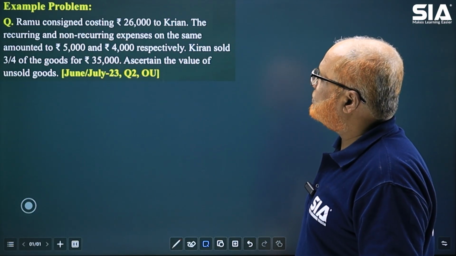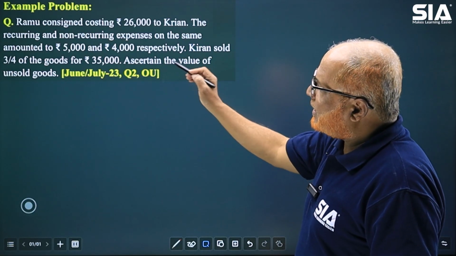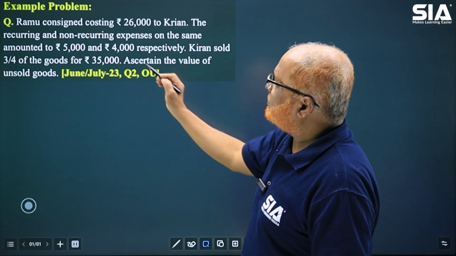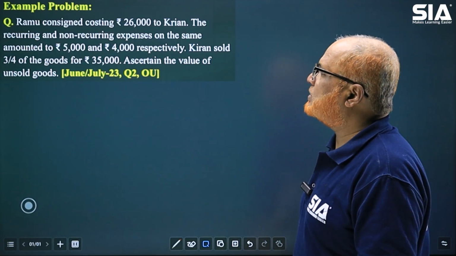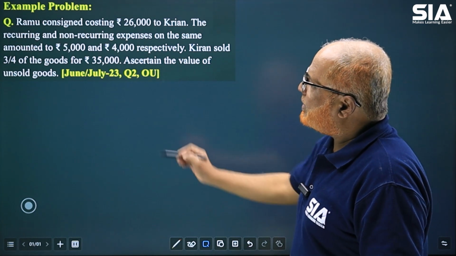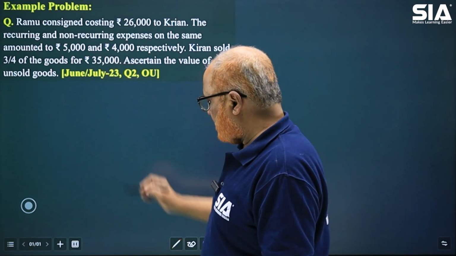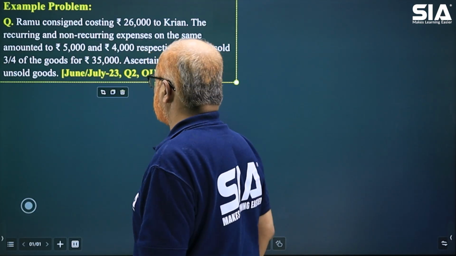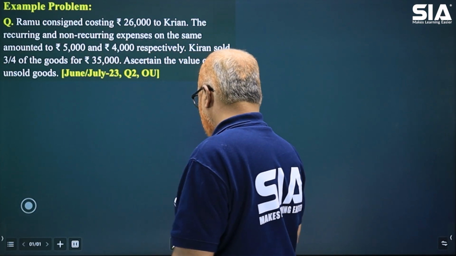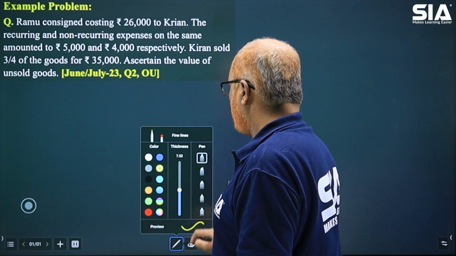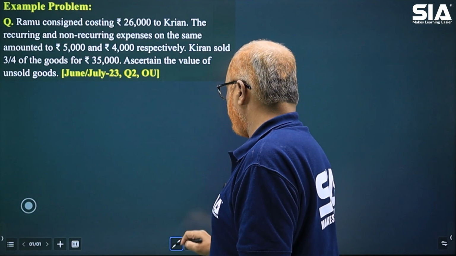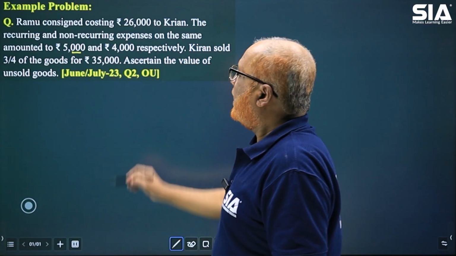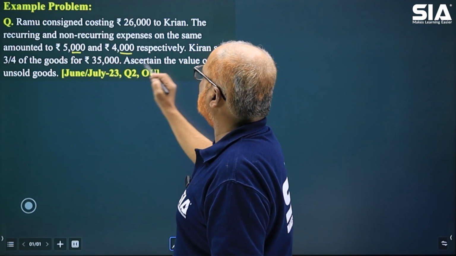So 26,000 worth of goods. The recurring and non-recurring expenses on the same amounted to 5,000 and 4,000 respectively. So remember, first one is recurring, second one is non-recurring. So this 5,000 is the recurring expense, and non-recurring is 4,000.